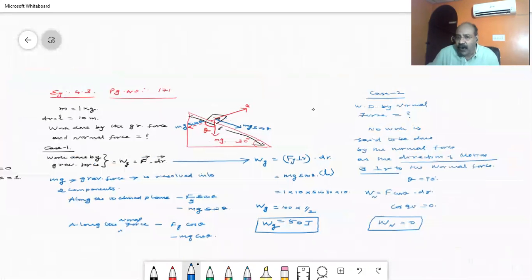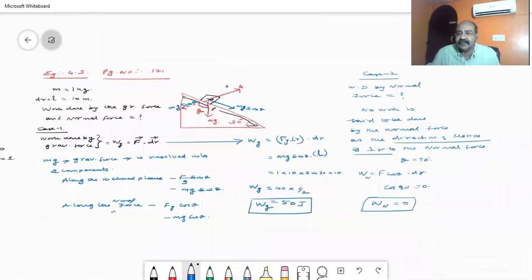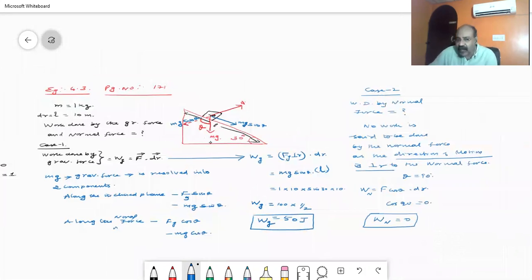Okay, you can see the whole problem here. Problem number 4.3 is available on page number 171, isn't it? So by resolving the gravitational force, we are writing the value for the component of force which is acting perpendicular to it, the perpendicular component of the force multiplied with the displacement. So along the displacement, what is the force acting? That is mg sine theta.